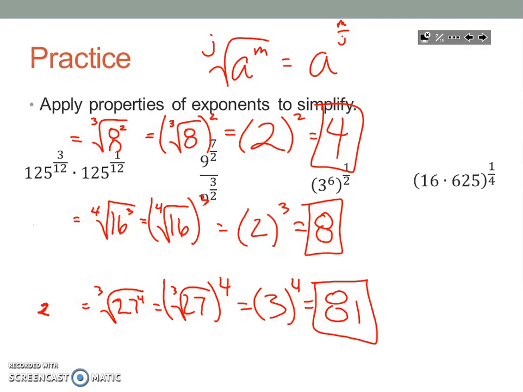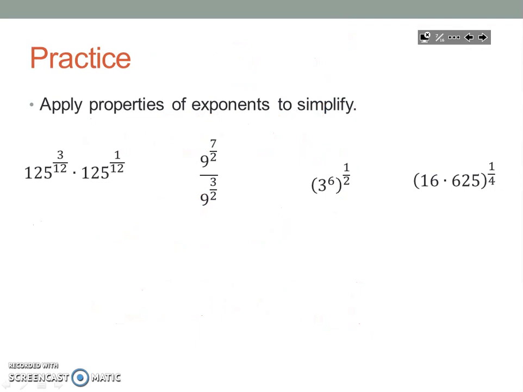All right. Next problem. Like I said, it'd be handy if we could do some of these problems using our rules of exponents. So our rules of exponents still apply to these radicals. And what I have up here is a bunch of these that are radicals. That would be the 12th root of 125 cubed. This one here would be the 12th root of 125. I've got the square root of 9 to the 7th power, the square root of 9 cubed.